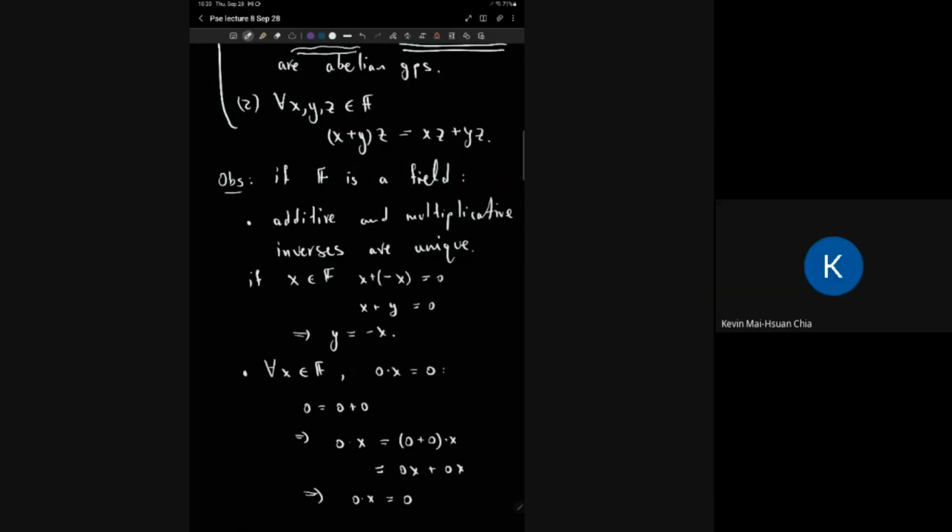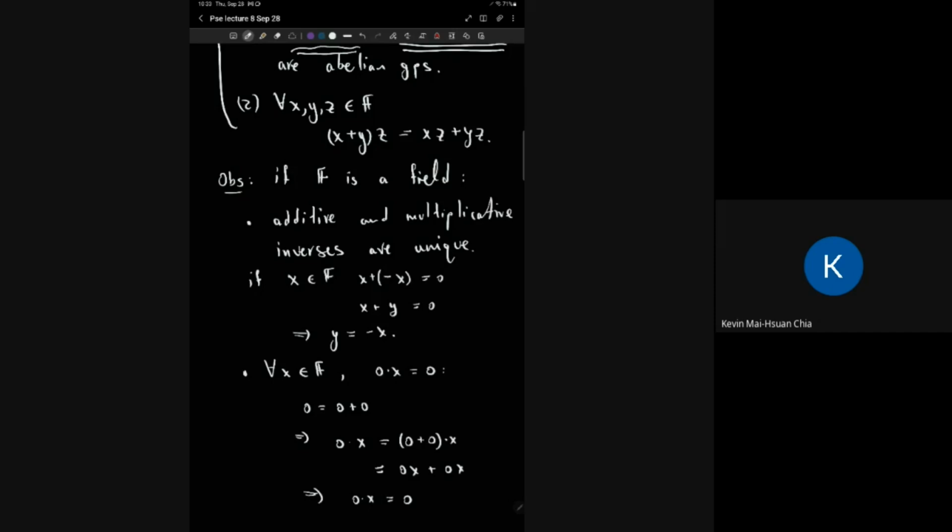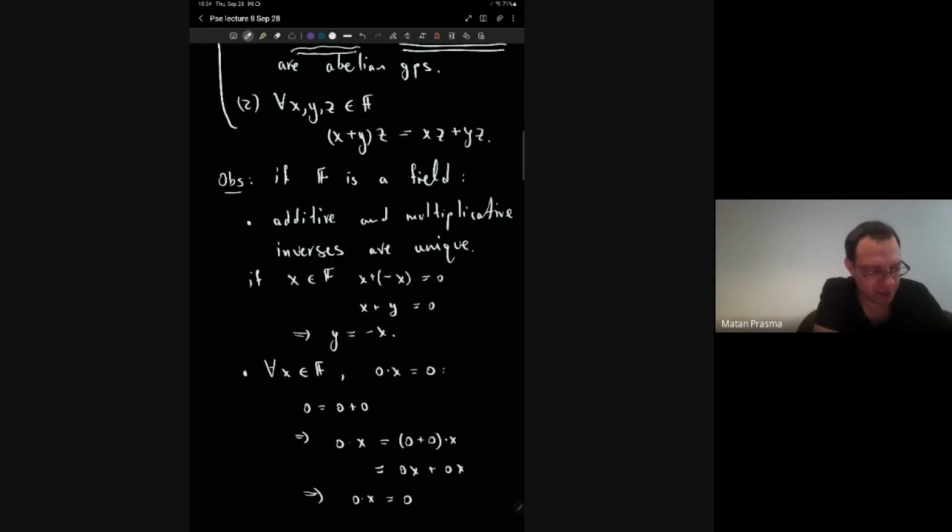May I ask a question? Yeah, sure. For the first item, additive and multiplicative inverses are unique. Do you mean that they are different? I mean, for each field element, the additive inverse of it and the multiplicative inverse of it, they are different numbers, different field elements. What I mean, okay, so like the additive inverse we denote as minus x, right?